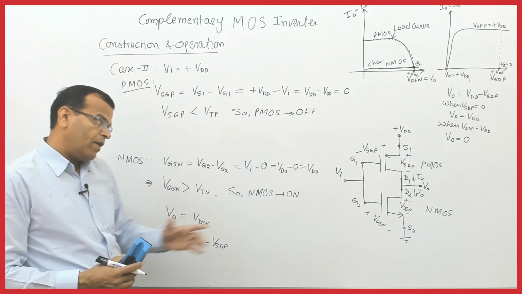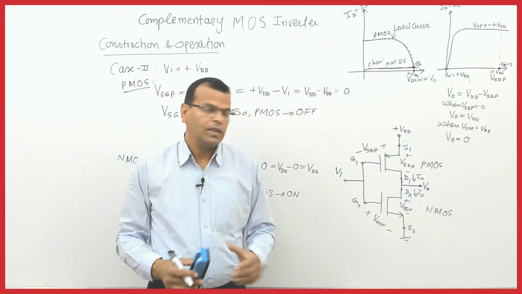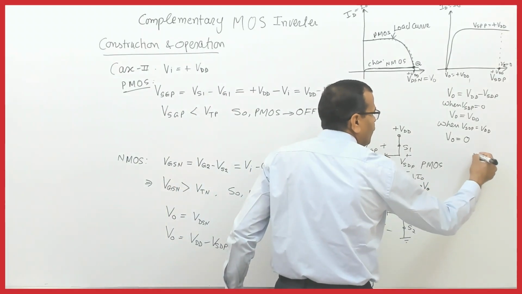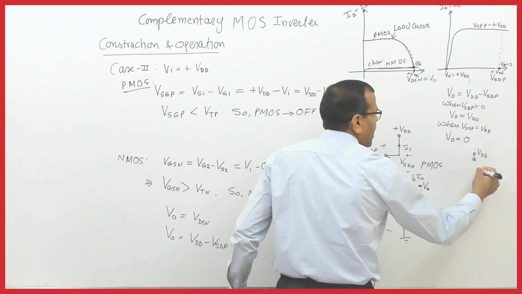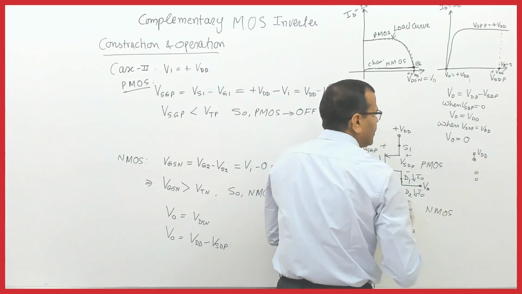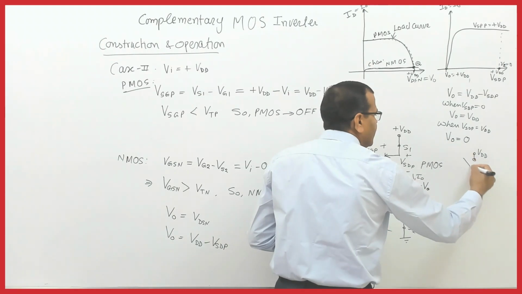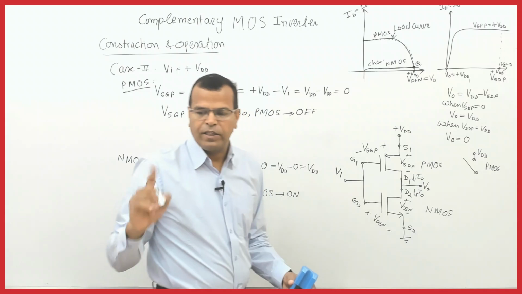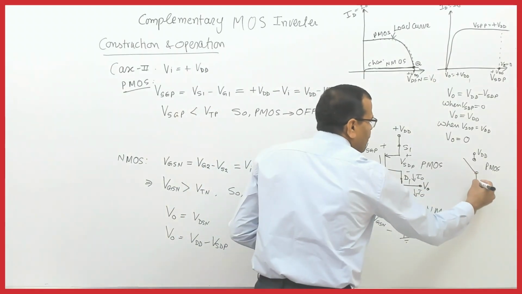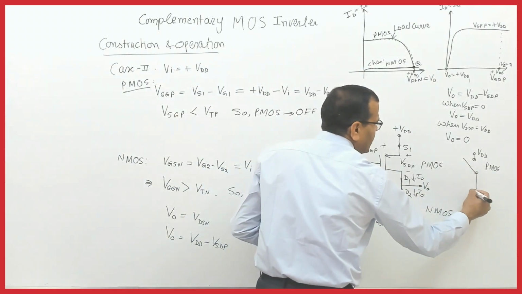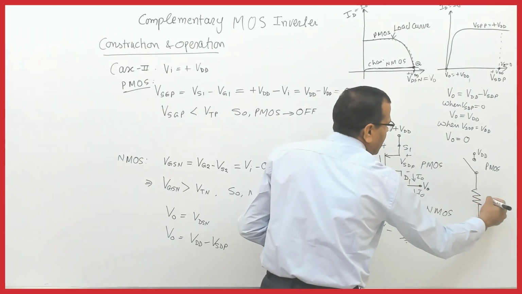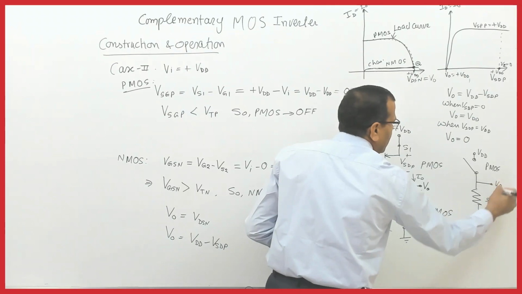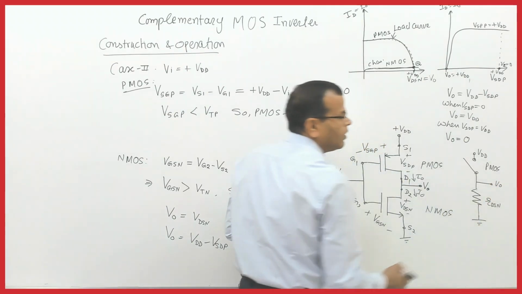Fine. And when NMOS is on, now let us see the conditions. This is PMOS, which is connected to plus VDD, and it behaves like an open switch. I am drawing the equivalent circuit here. It is an open switch. This is PMOS now. Now your NMOS is on, so it must be offering a certain finite resistance RDSN. This must be the output terminal, and this is connected to ground.